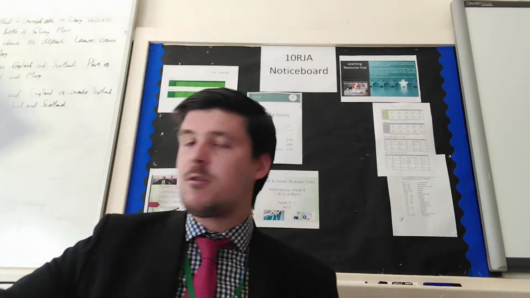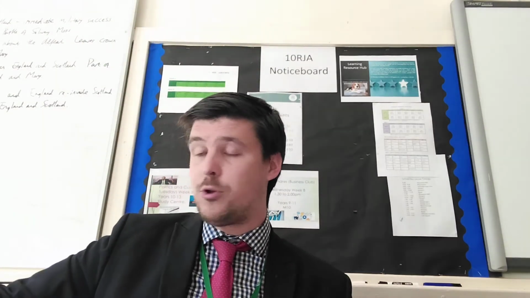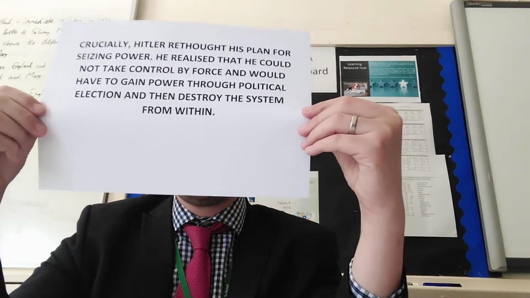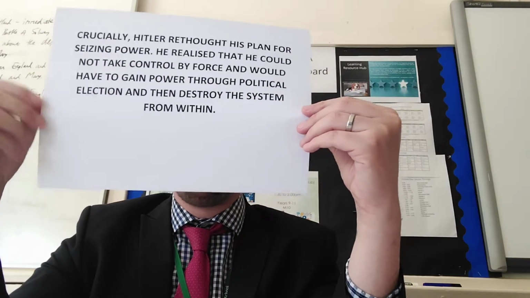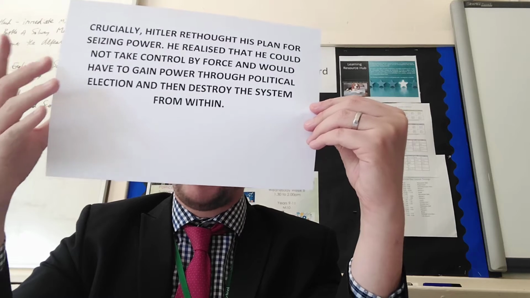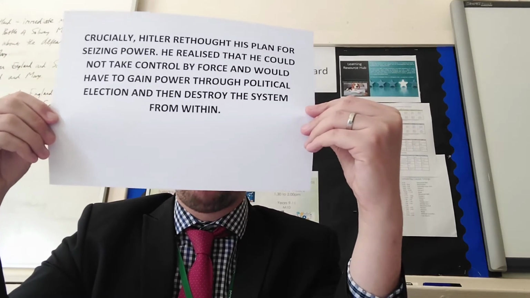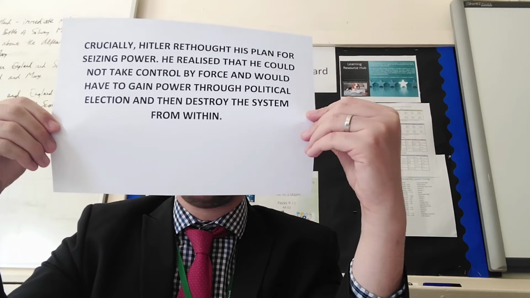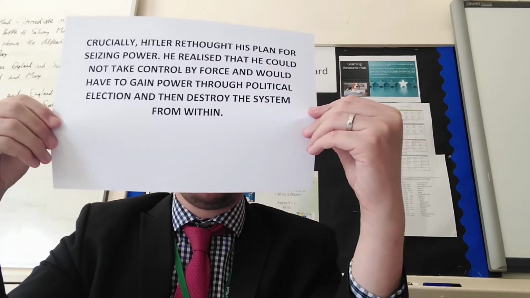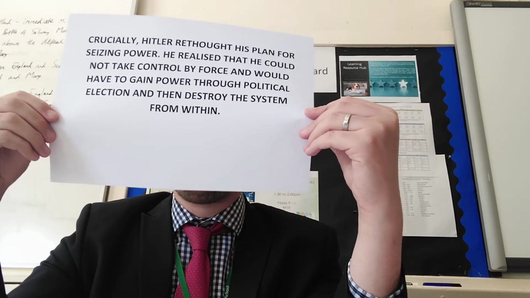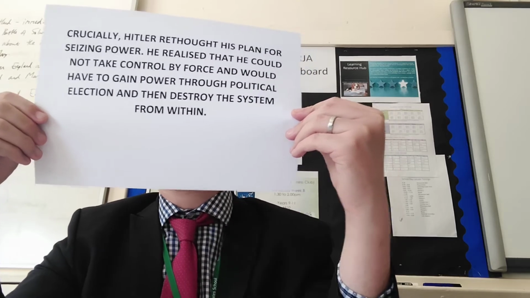But crucially, I think it's the most important thing about the Munich Putsch: it leads to Hitler rethinking his plan for seizing power. He's tried an armed uprising here and it hasn't worked. So he realised after this that he couldn't take control by force. He can't do another Munich Putsch because the last one didn't work. So he would have to gain power through political election and then destroy the system from within.